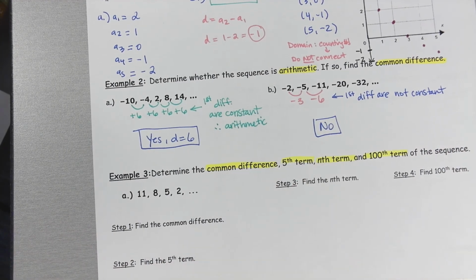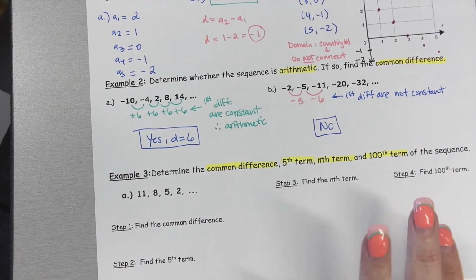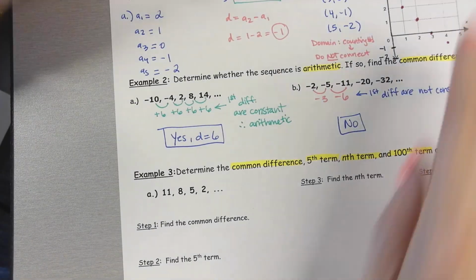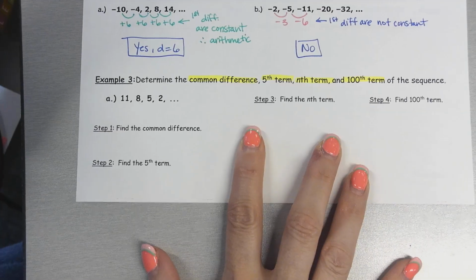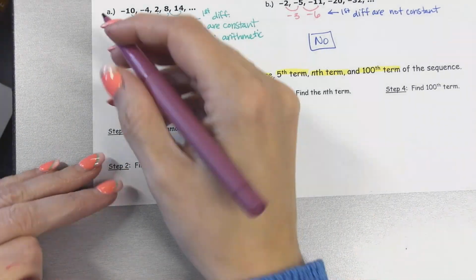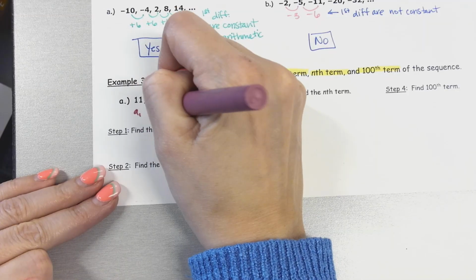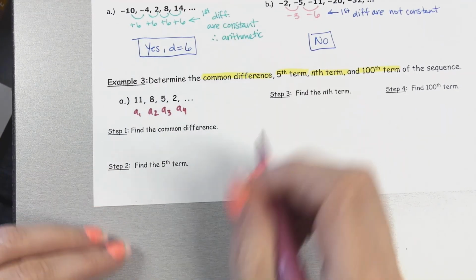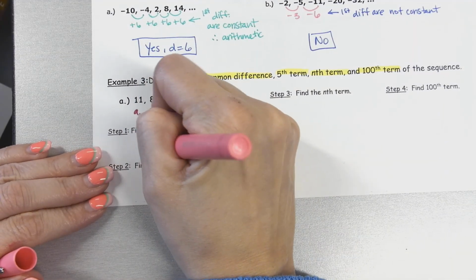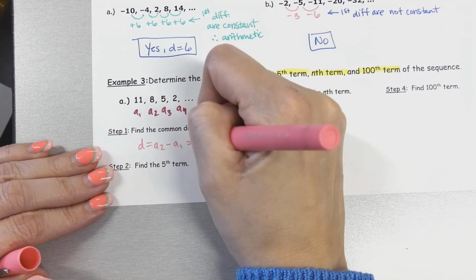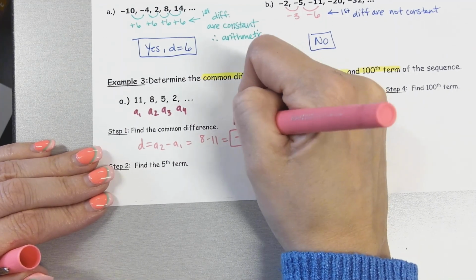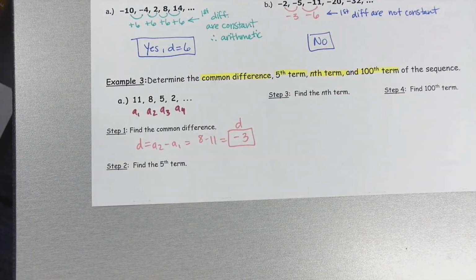The common difference, the fifth term, the nth term, and the 100th term. Remember, whenever you're given a sequence, what they're giving you are those term numbers. So 11 is a sub 1. 8 is a sub 2. Okay, so on and so forth. So if you're going to find the common difference, you can just do a sub 2 minus a sub 1. Okay, so the common difference, that value of d is negative 3.